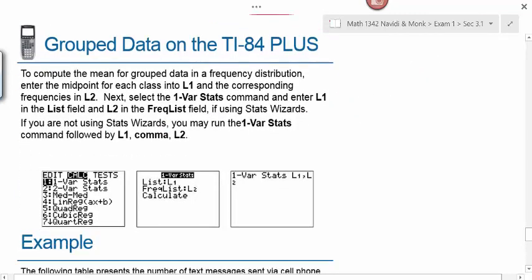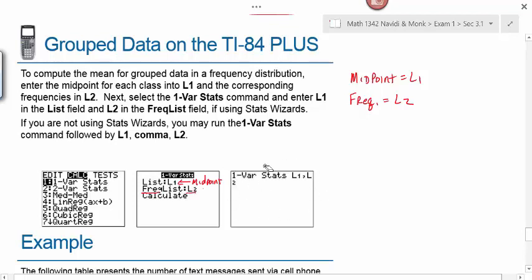Once you do that, then we can use the one variable stats that we just went through to do grouped data on our calculator. So you would put your midpoints in list 1 and list 2 would be the frequency. What would be different now whenever we hit one variable stats or calc, go to the right and then enter, is our data would be in list 1. This would be the midpoints, and then list 2 would be our frequency list. And then we hit calculate.